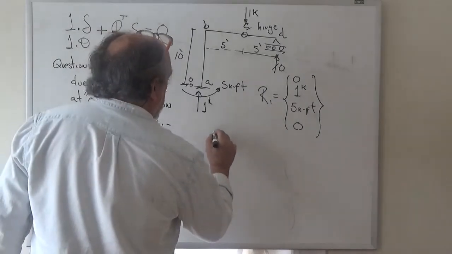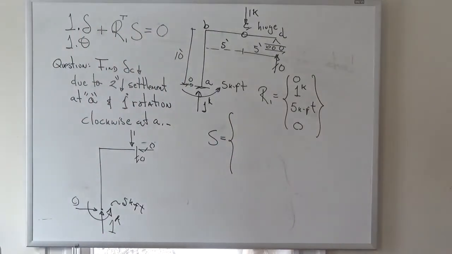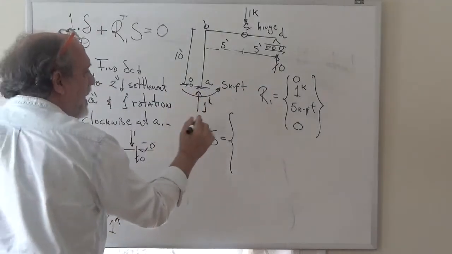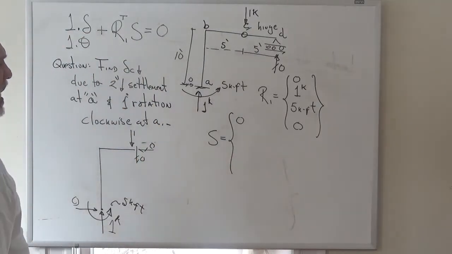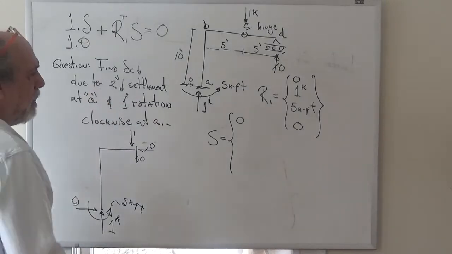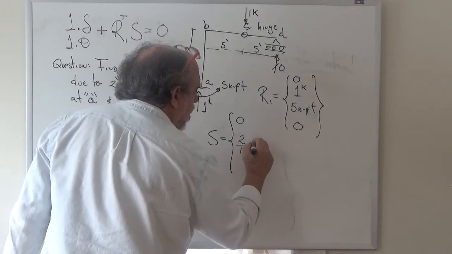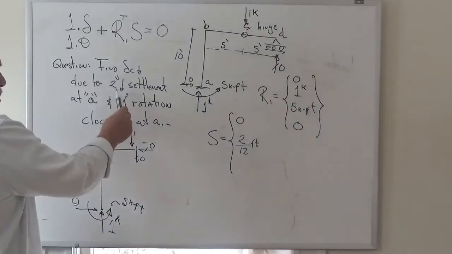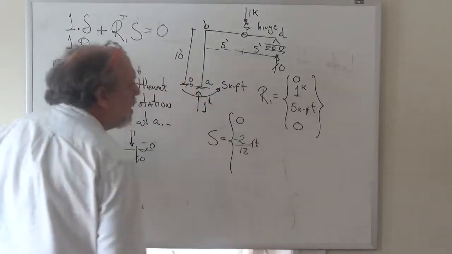Then I list my settlements in the same order with the same sign convention. Therefore, the problem says how much horizontal movement took place at A? Nothing. How much vertical movement took place at A? 2 inches, right? So since I'm using feet here, I'm going to say 2/12 of a foot. That was in the vertical direction. And was that a plus? No, it's a minus, right? Because it says it's downward, and I call this one positive upwards. So this is minus, right?